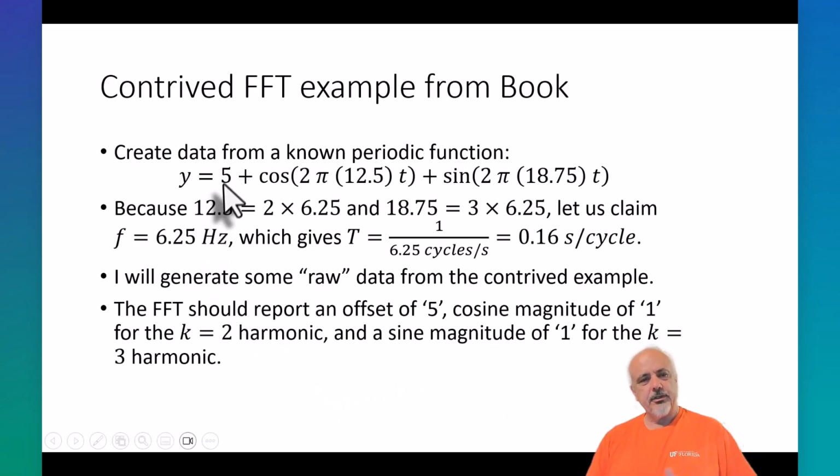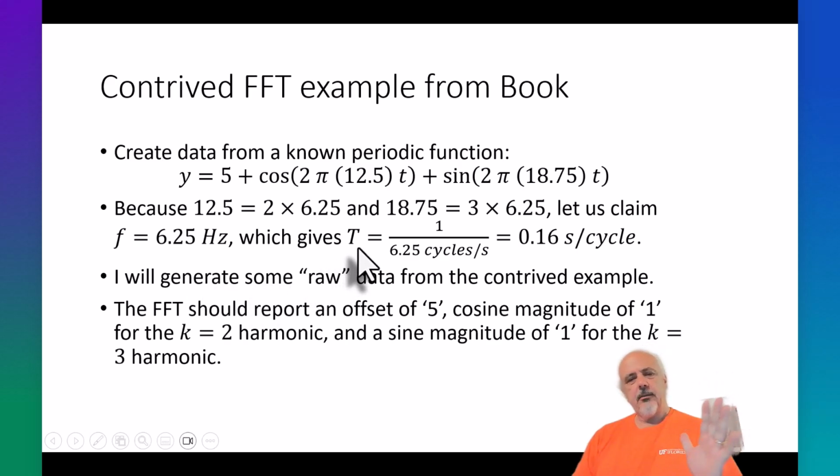And here's my function, 5 plus cosine of 2 pi times 12.5 t, plus sine of 2 pi times 18.75 t. That's going to be my function, and I know it's periodic. I can see what the fundamental frequency is because 2 times 6.25 is 12.5, and 3 times 6.25 is 18.75. So I know my fundamental frequency is 6.25 hertz. So this is going to give my time period of 1 divided by 6.25, or 0.16 seconds per cycle.